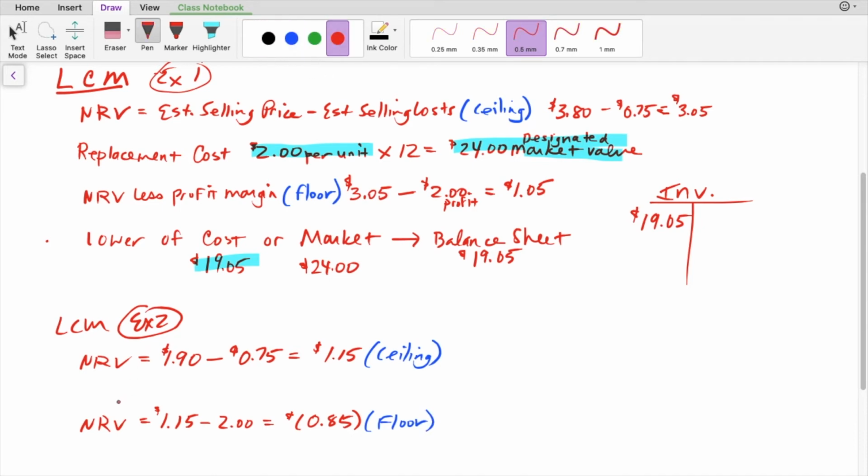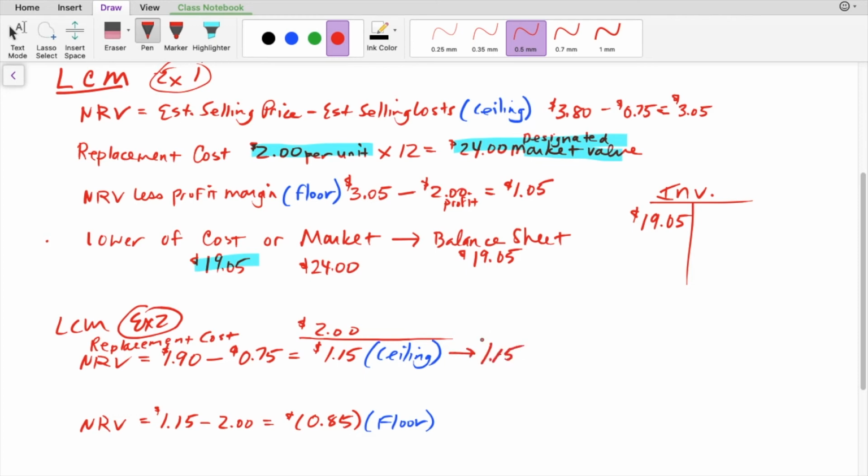So the next item is replacement cost. We need to say, well, where does replacement cost land here? If our replacement cost is $2, where is it? Try to fit it up here. If our replacement cost is $2, then we see here that it is above the ceiling, right? It is higher than the ceiling value. And so we're not going to use replacement cost as our market value. We are going to use the net realizable value.